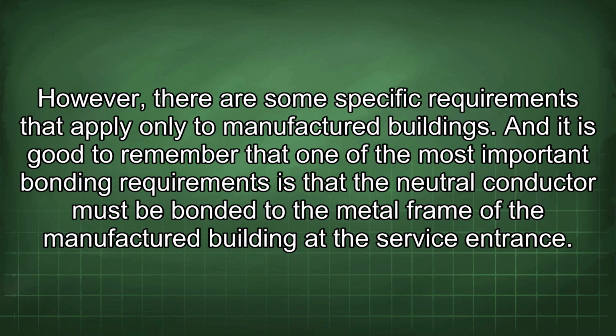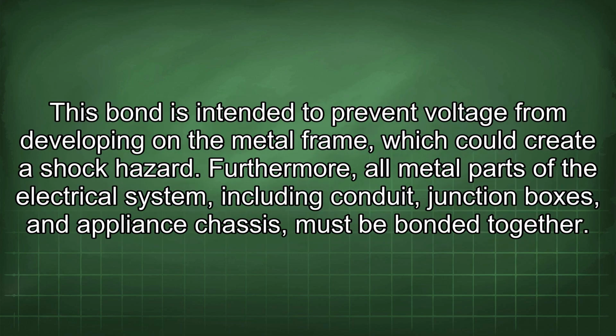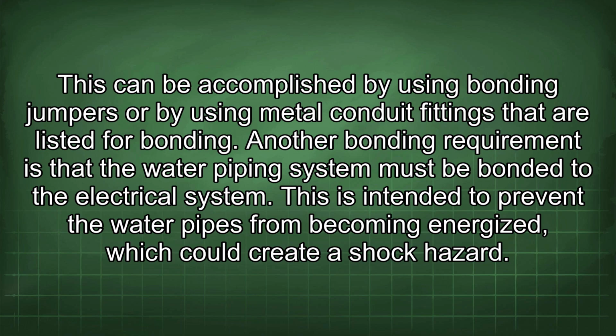And it is good to remember that one of the most important bonding requirements is that the neutral conductor must be bonded to the metal frame of the manufactured building at the service entrance. This bond is intended to prevent voltage from developing on the metal frame, which could create a shock hazard. Furthermore, all metal parts of the electrical system, including conduit, junction boxes, and appliance chassis, must be bonded together. This can be accomplished by using bonding jumpers or by using metal conduit fittings that are listed for bonding.